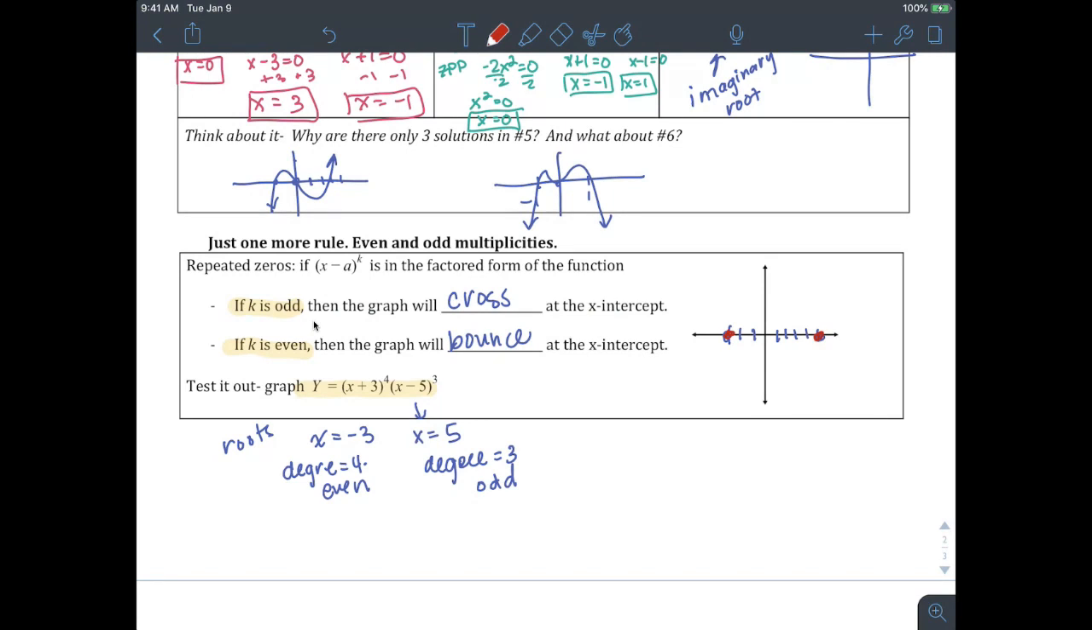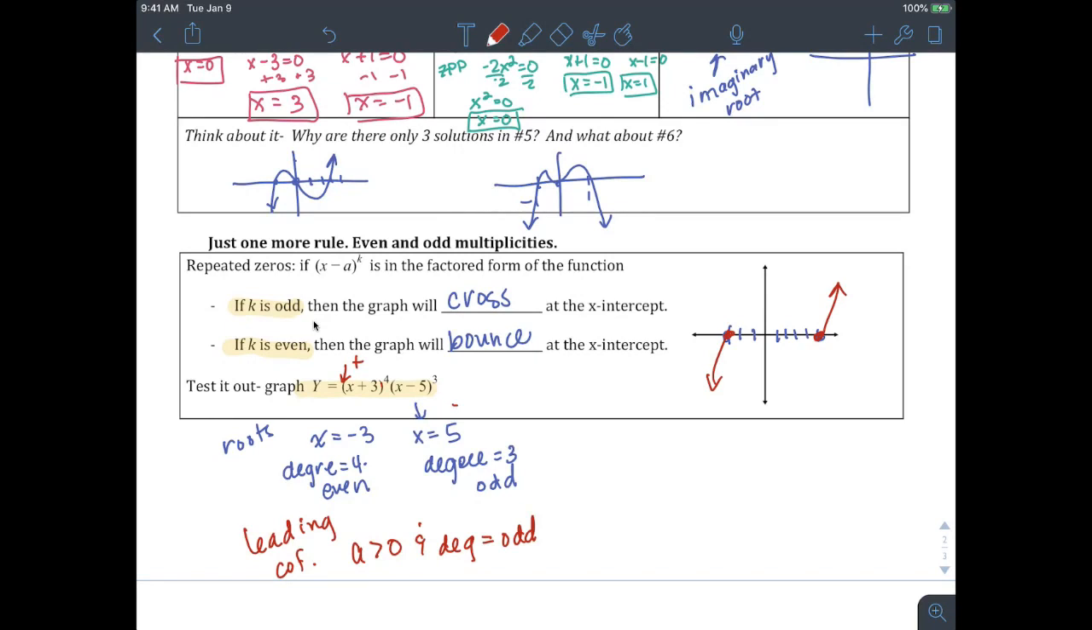The a value is positive, and the overall degree is 7 because it's 4 plus 3. So leading coefficient test says my a is greater than 0 and the overall degree is odd. So the graph is going to rise on the right, and when the degree is odd, the arms go in different directions. So rise at the right and fall on the left.